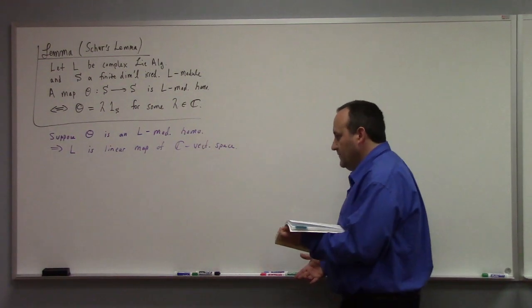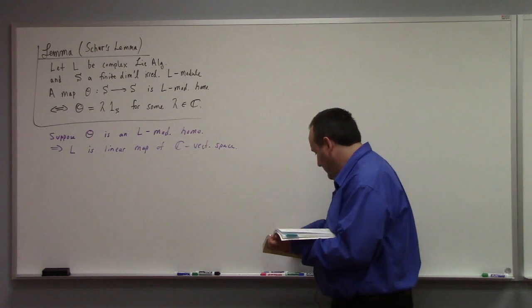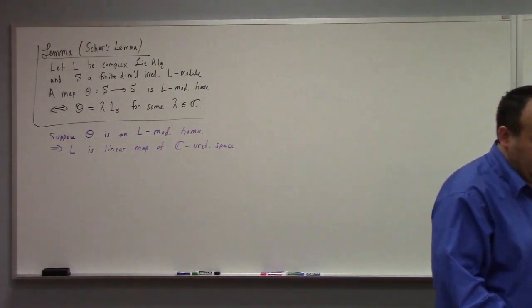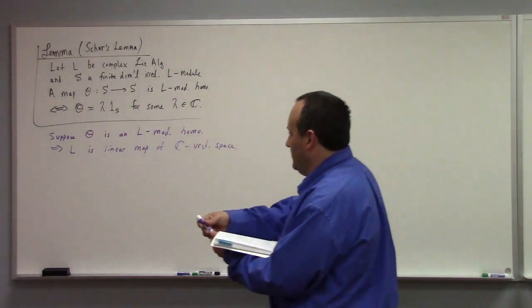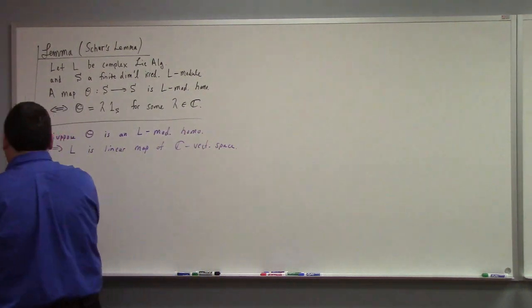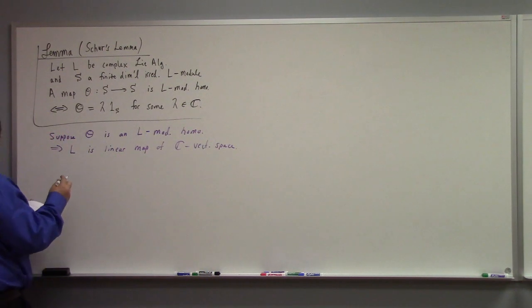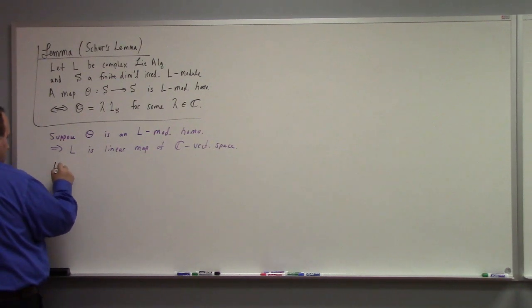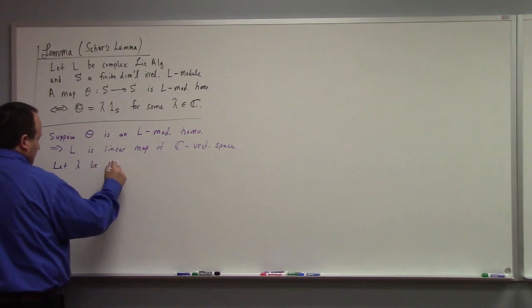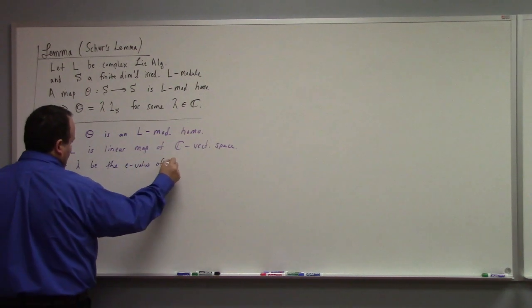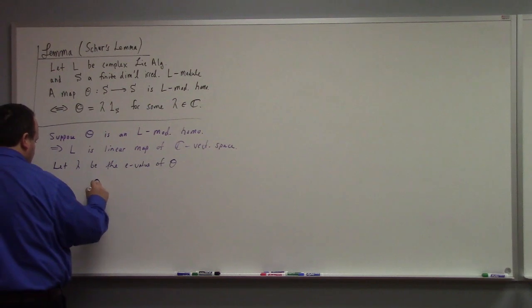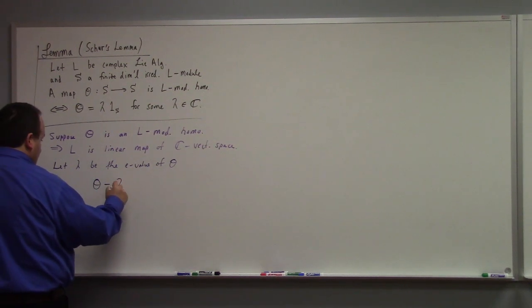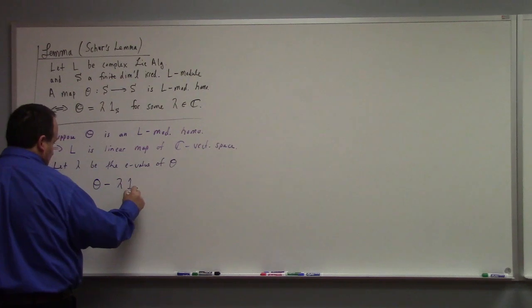That's not true for a real map, but it is true for a complex map. The real map fails because, for example, rotations in the plane have no eigenvalues. But we don't face that trouble in the complex case. There's always an eigenvalue. So let lambda be the eigenvalue of theta. That means we can look at theta minus lambda times the identity on S, all right?